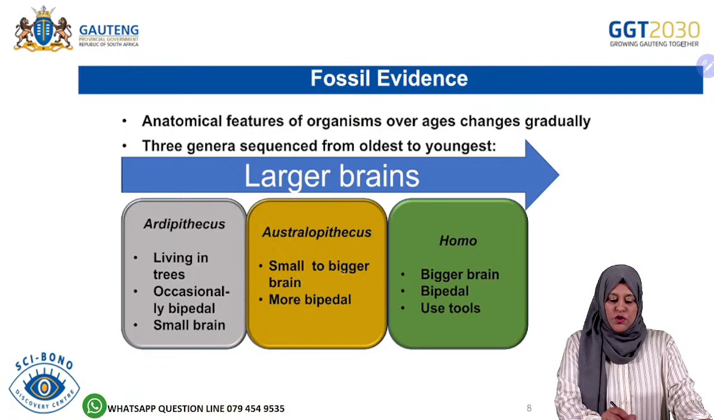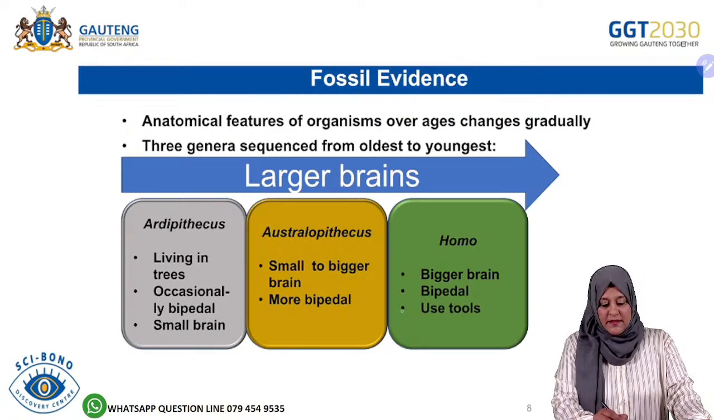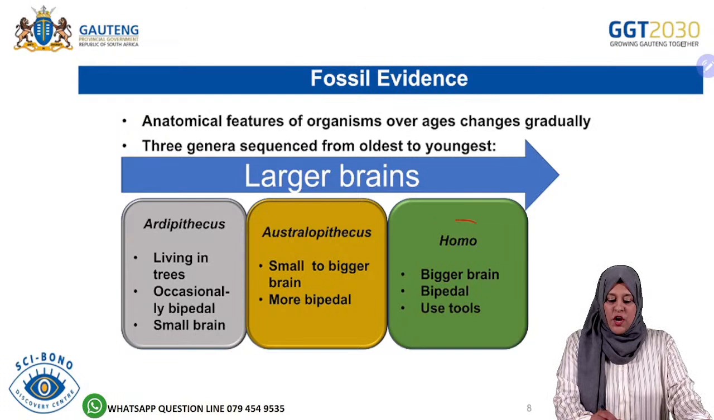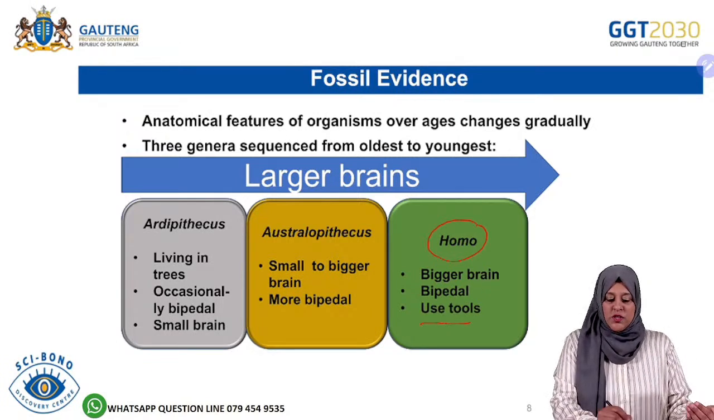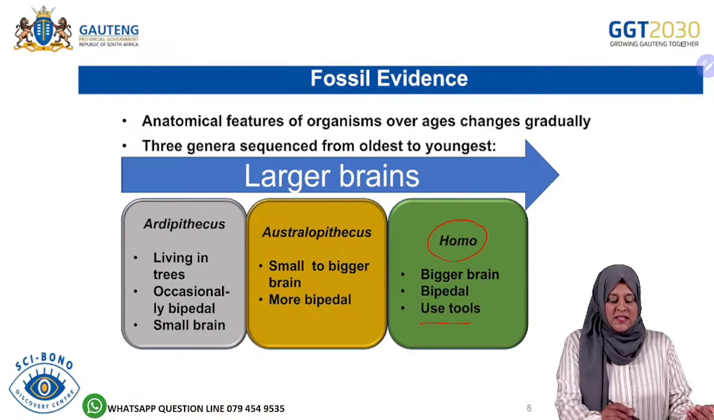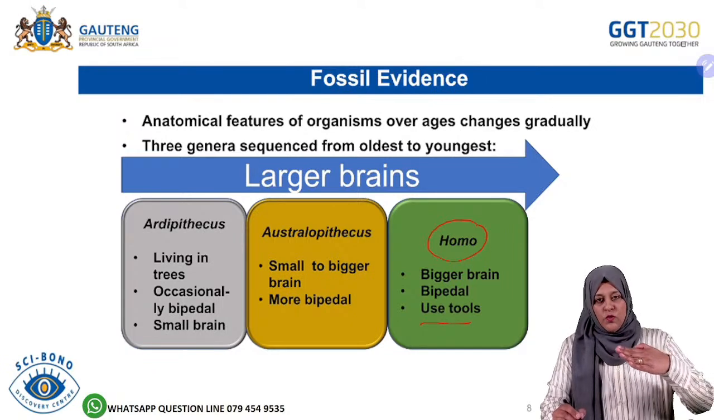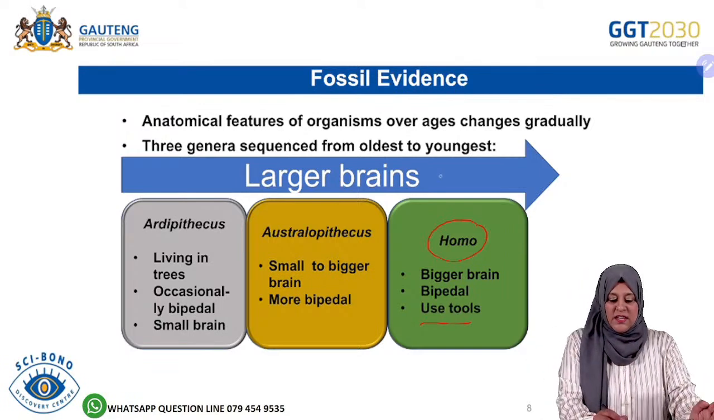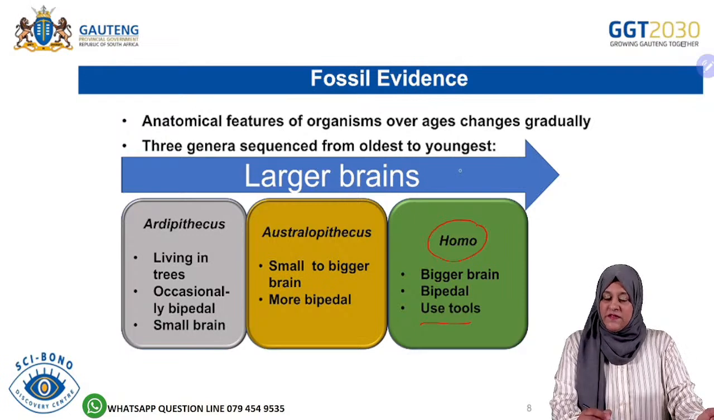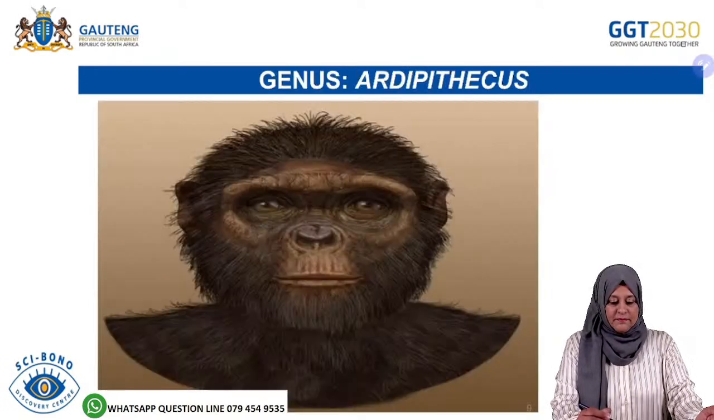Australopithecus has a small to bigger brain, more bipedal. And then the Homo species with a much bigger brain, bipedal all the time, and they used tools. And you can see the trend here from Ardipithecus through to Australopithecus and the Homo genus, which indicates larger brain size. Now, this is going to be significant, as you will see.